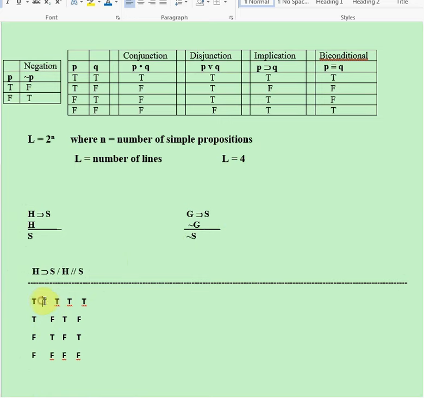And let's make this in blue. If true, then false is false, right? So the second row here is false. If false, then true is true. And so our third row is true for that first premise. And then if false, then false is true, right? So our fourth row, our fourth line is true.